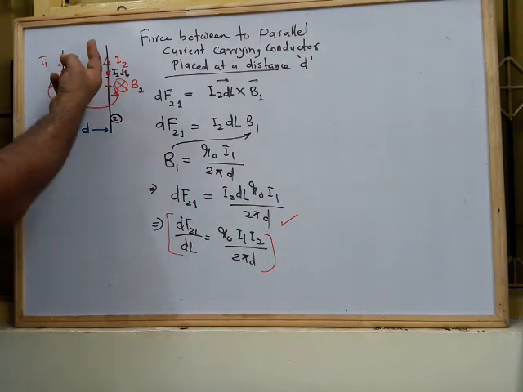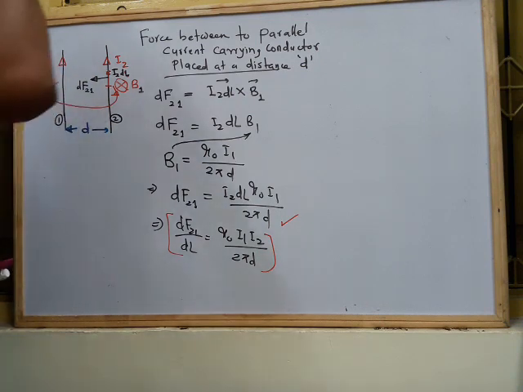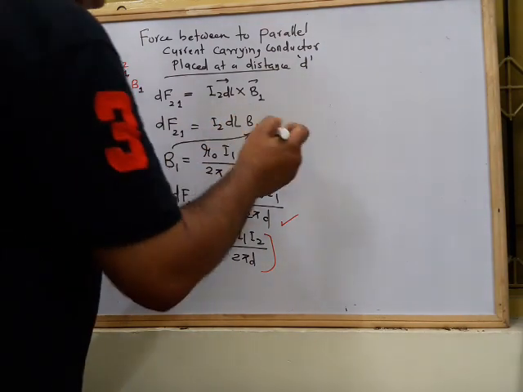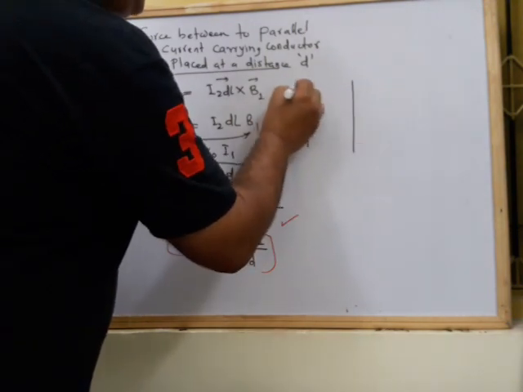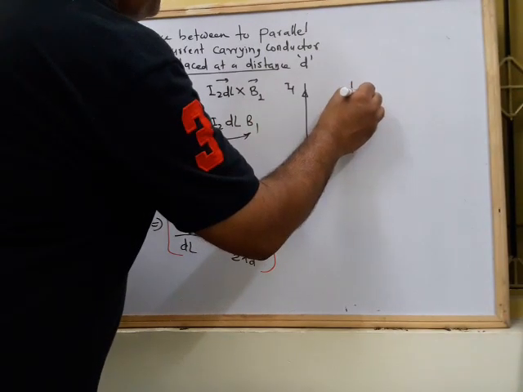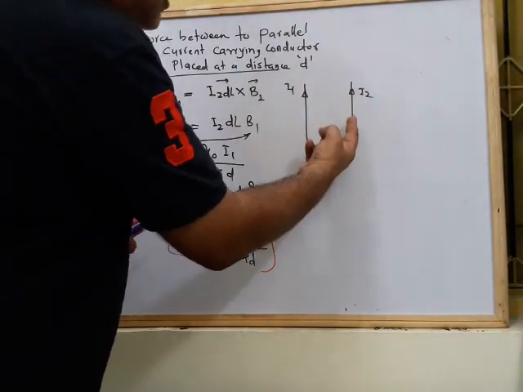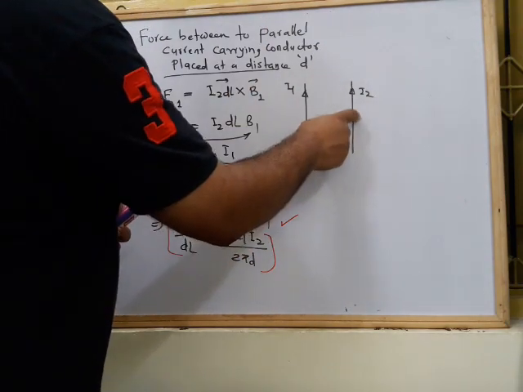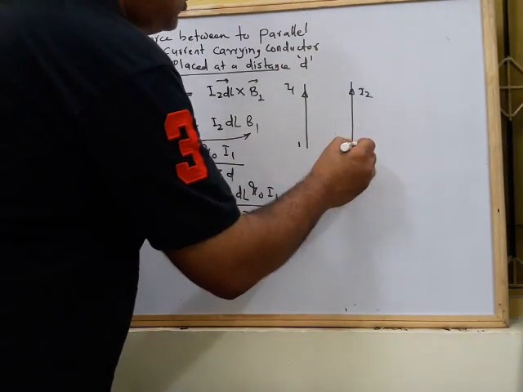Now if you want to find the force on this wire due to current in this wire, that is, the force on wire 1 due to current in wire 2, what will you do in that case? See, you have these two wires, this one carrying current I1 and this one also carrying current I2. Now you have to find the magnetic field due to this I2 interacting with this particular wire 1. So this is wire 1 and this is wire 2.